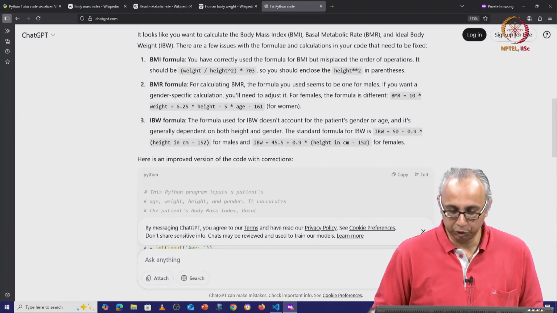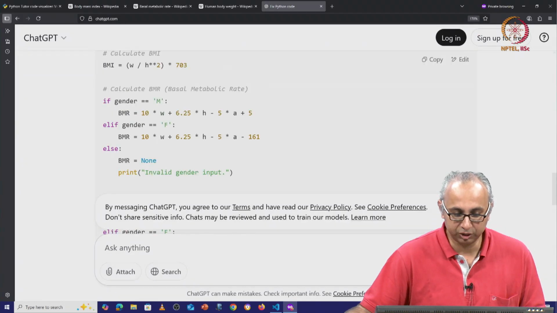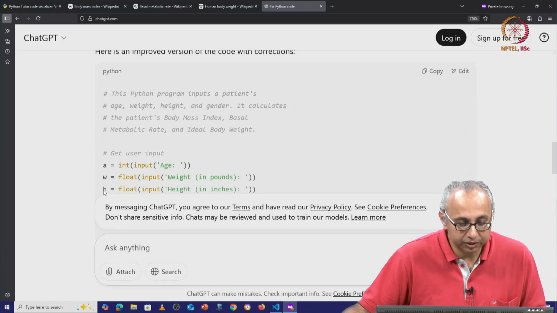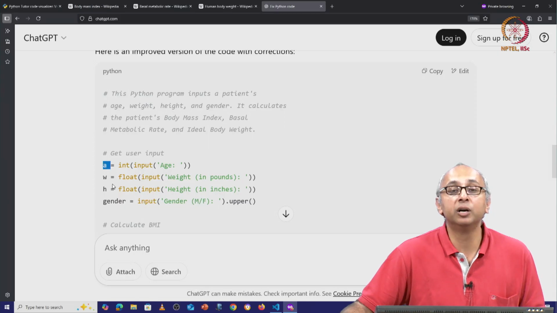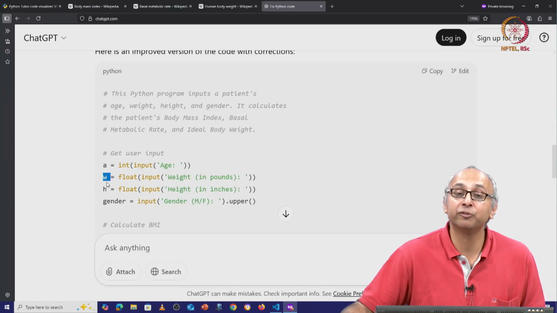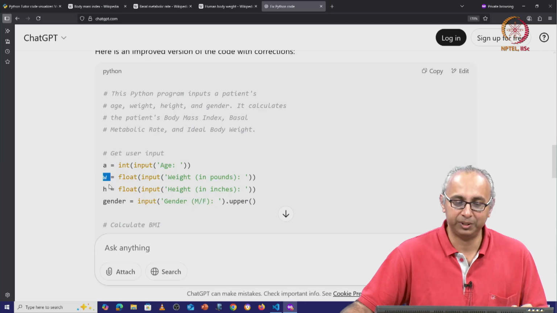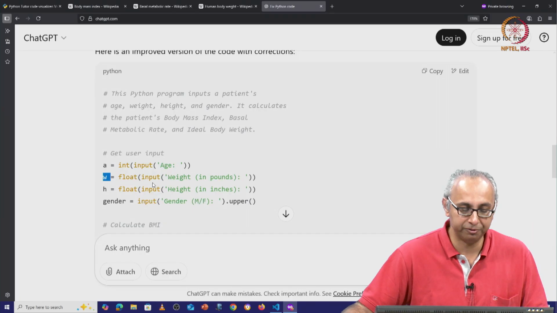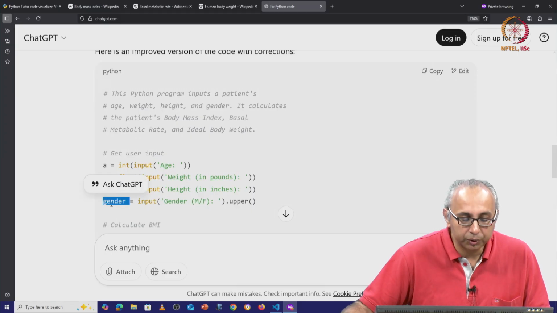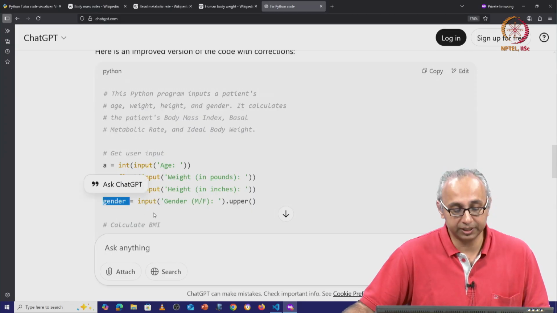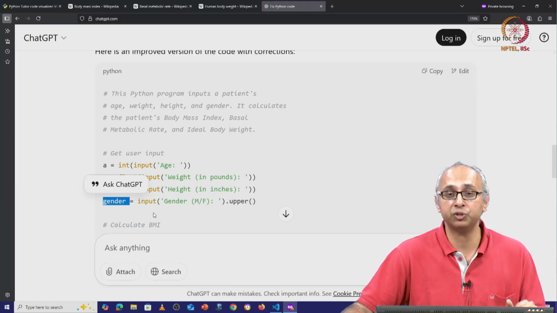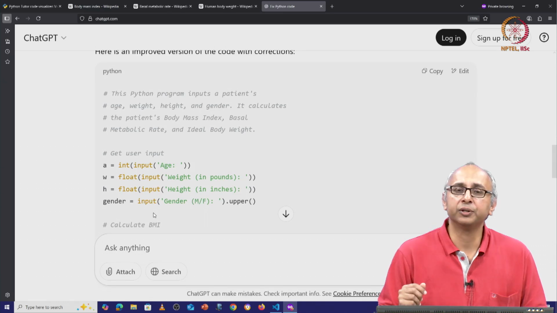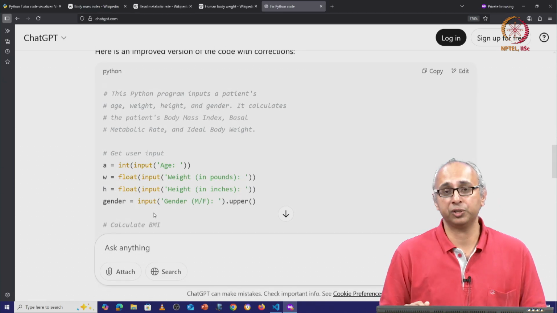Let us now take a close look at the code that ChatGPT has produced. In this code, we observe that ChatGPT has preserved our poor choice of variable names. We could ask ChatGPT to use better variable names, such as the ones it was suggesting up above. Now, you notice that in this code, it has included this extra line. It has asked the user to also enter the gender.